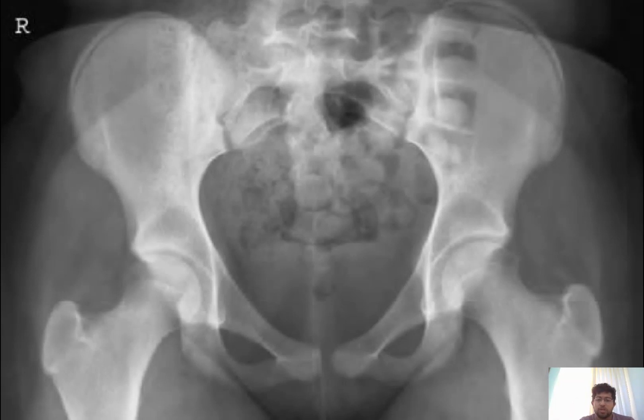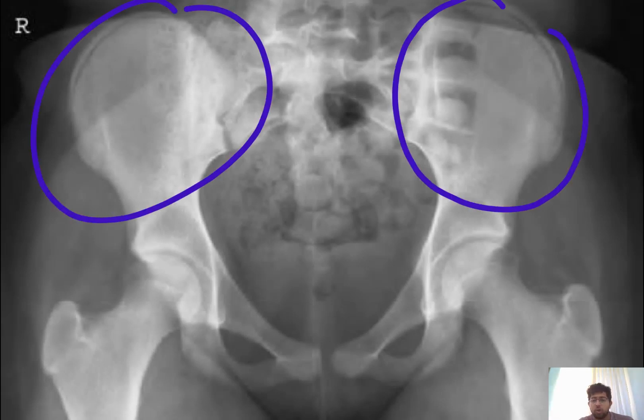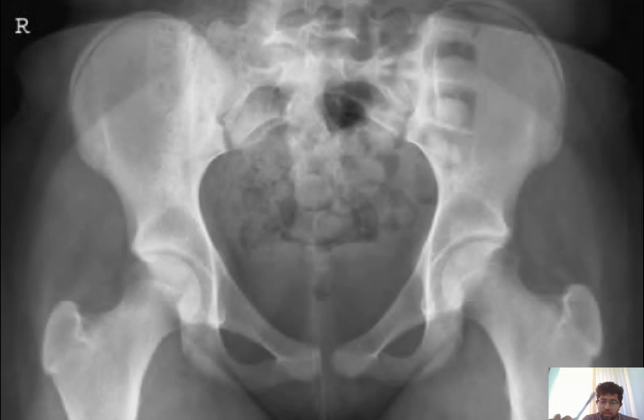Once we get an image like this, the first thing we have to see is whether there is any rotation. To check the rotation, you have to compare the two iliac crests, and if they are equal in size, that suggests there is no rotation. Also look at the obturator foramen. If they are of equal size and the same shape, then there is no rotation.